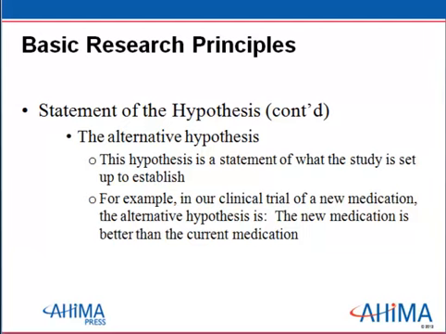The alternative hypothesis is a statement of what the study is set up to establish. For example, in the clinical trial of a new medication, the alternative hypothesis is the new medication is better than the current medication.